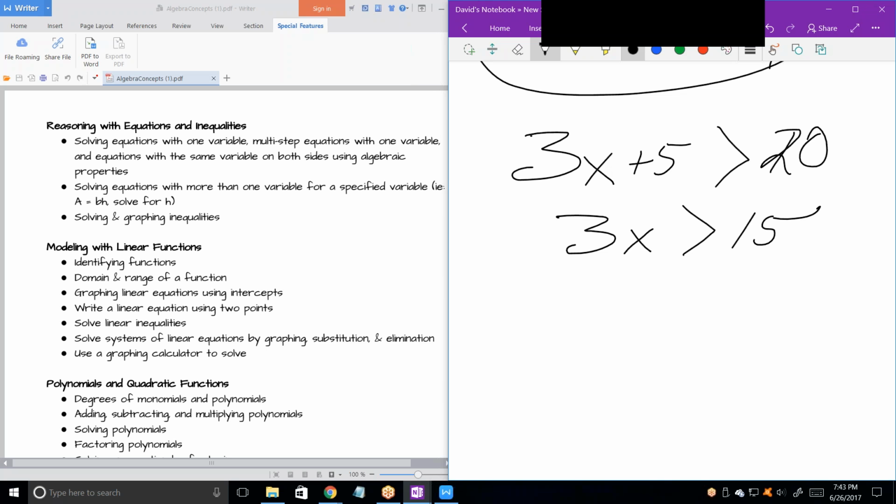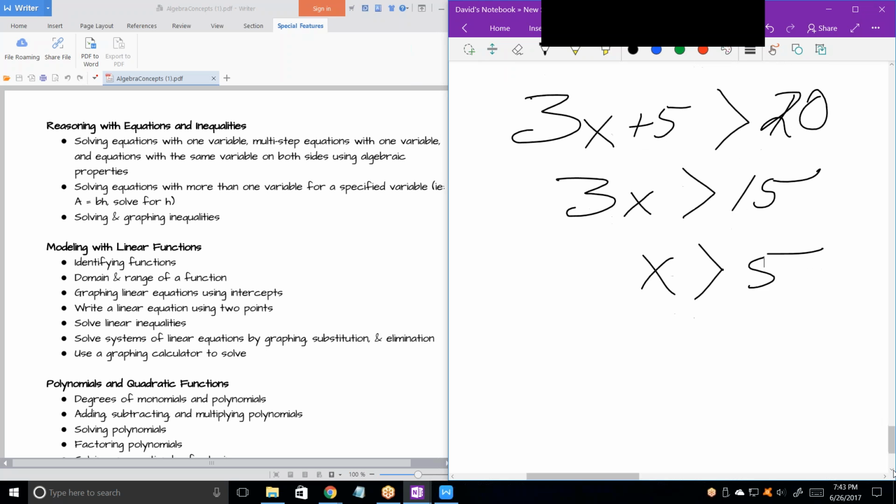3 is greater than 5. Not 3. We're not solving for 3. We're solving for x. X is greater than 5. There you go. Okay, now we'll make it just slightly tougher.